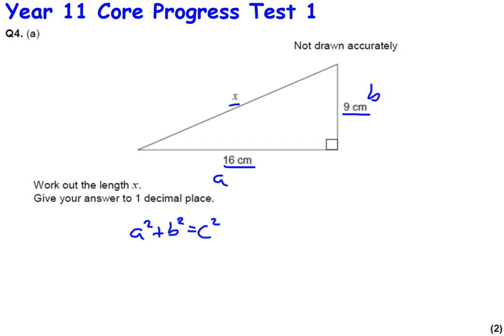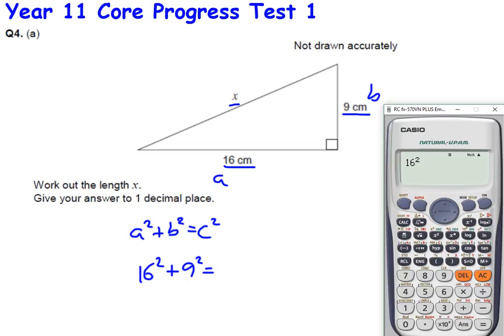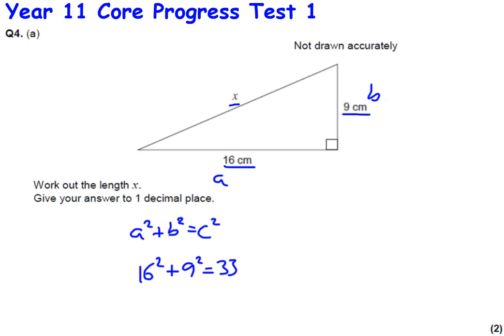So I'm going to substitute these values in. So 16 squared plus 9 squared equals our c squared. So 16 squared plus 9 squared equals 337. So we now know our hypotenuse squared, so x squared equals 337. To work out the value of x, we need to square root both sides. So x equals the square root of 337.